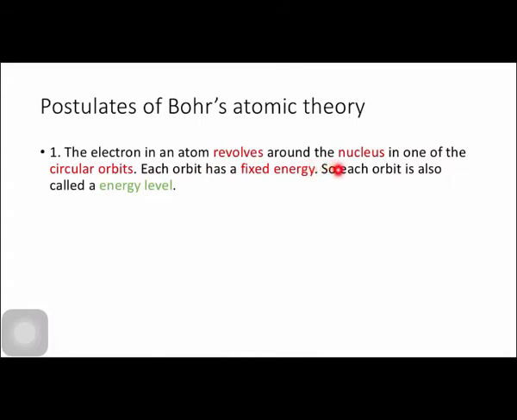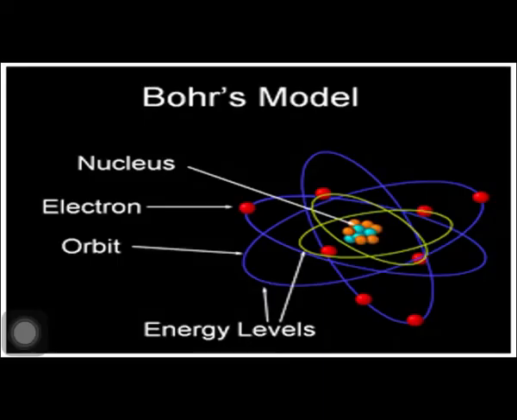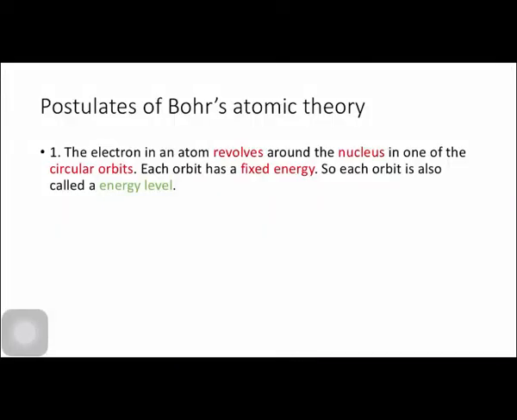According to the first postulate, the electron in an atom revolves around the nucleus in one of the circular orbits. Each orbit has a fixed energy, so each orbit is also called an energy level. To understand this statement, just look at this diagram of an atom. Here in the center, the nucleus is present, and around the nucleus, electrons are revolving in circular paths, and these circular paths are called orbits. Each orbit has a fixed energy, so they are also called energy levels.